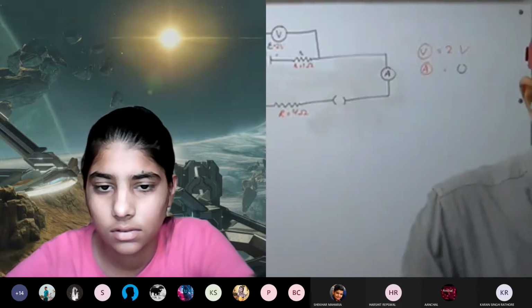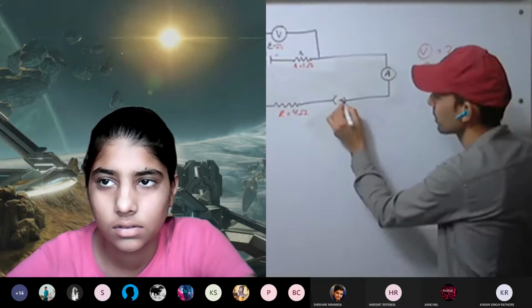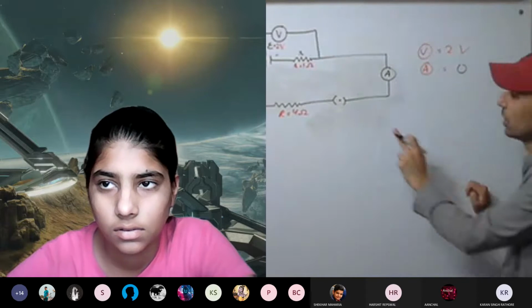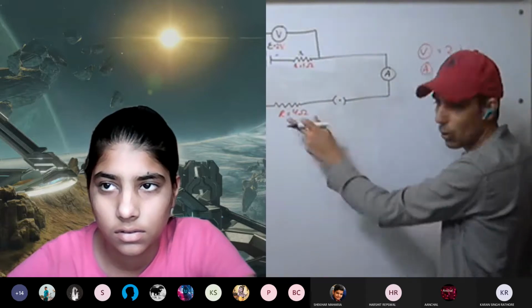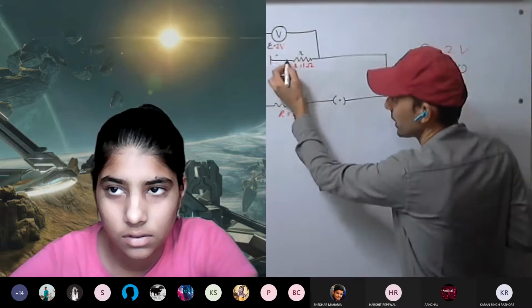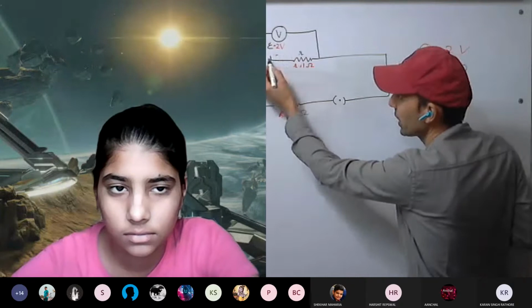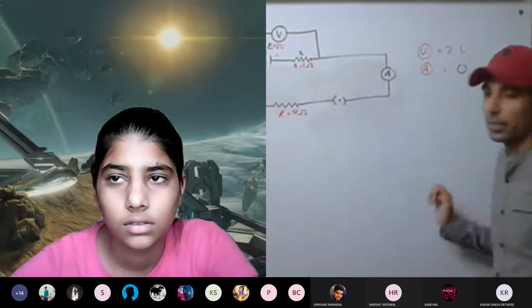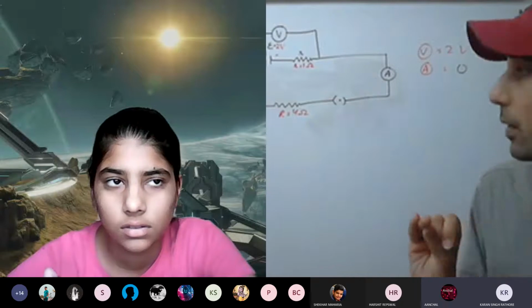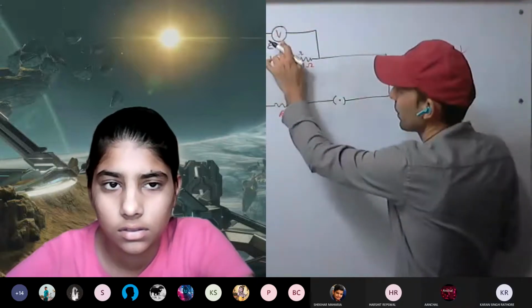Okay. Next one, when key is closed. As the key gets closed, now see, EMF, all those are getting clear now. When key is closed, the circuit is closed, current will flow through the circuit. When current flows, this internal resistance will be offering resistance. And what will the voltmeter measure this time, whether it will be the EMF or the terminal voltage? Terminal voltage it will measure. This time it will measure the terminal voltage.